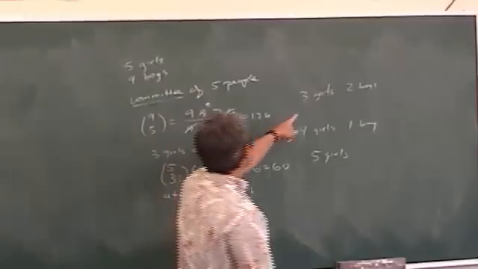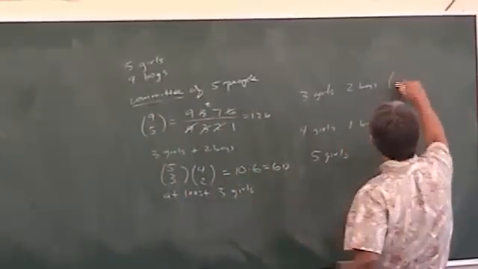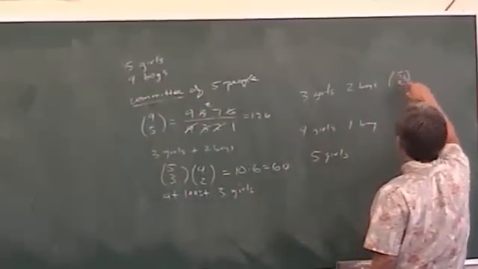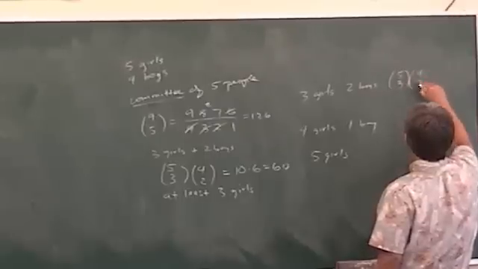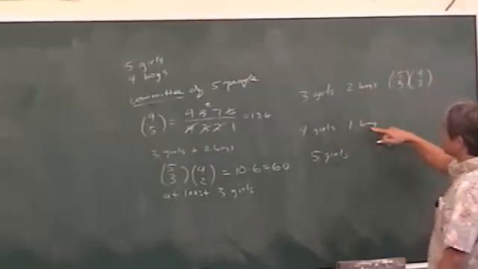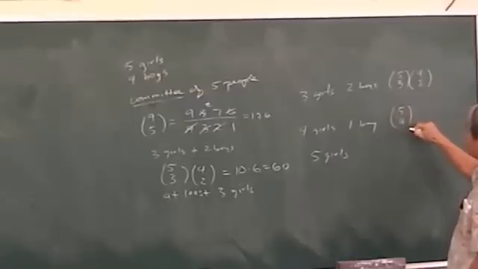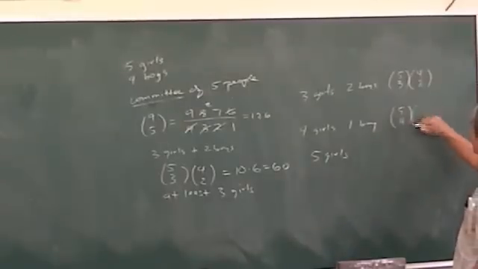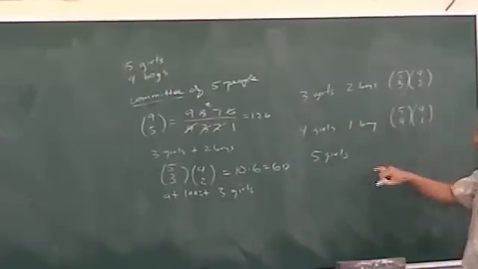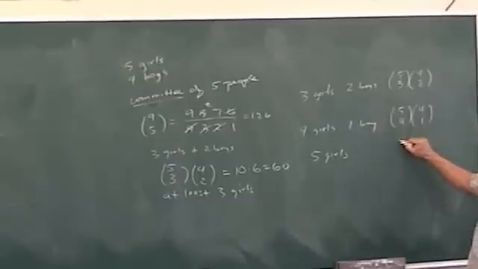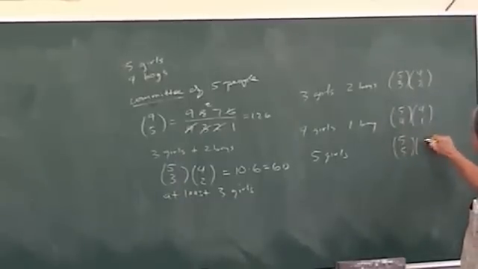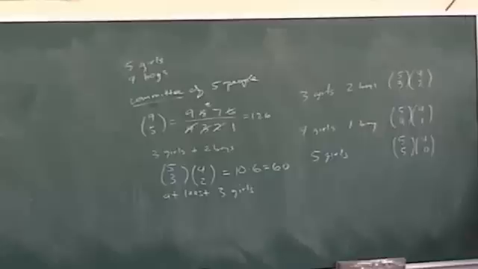Okay, so 3 girls and 2 boys. We already did that already, right? Out of the 5 girls you select 3, and then out of the 4 boys you select 2. Now what about 4 girls, 1 boy? How many ways can that be done? 5 choose 4, selecting the girls. What about selecting the 1 boy? 4 choose 1. And then what about 5 girls and no boys? That's 5 choose 5 times 4 choose 0, right? You're selecting 5 girls and then no boys.